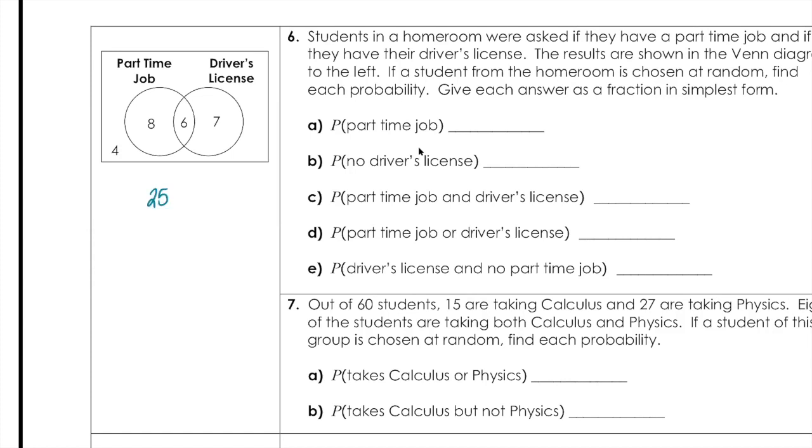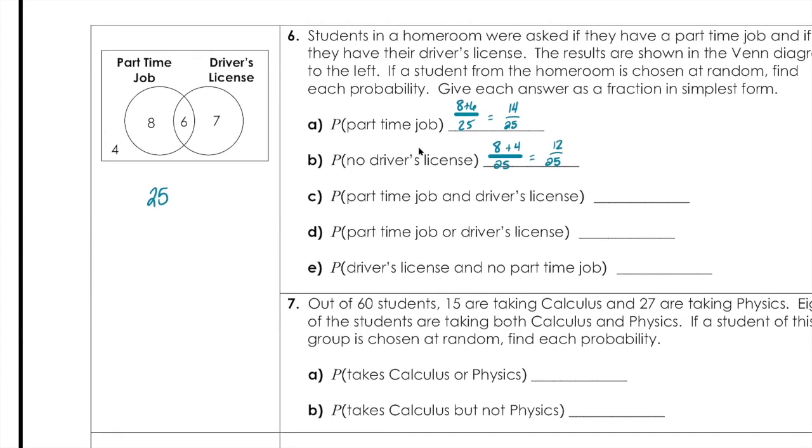size. So how many people had a part-time job? So we got 8 plus 6, because remember, it's everybody in that circle, over 25, which is 14 over 25. No driver's license. So we're going to say they only have a part-time job, they're included, and the 4 people that don't have either. So that's 12 over 25. Part-time job and driver's license, that's our intersection, so 6 out of 25.